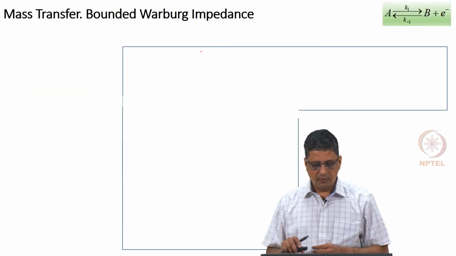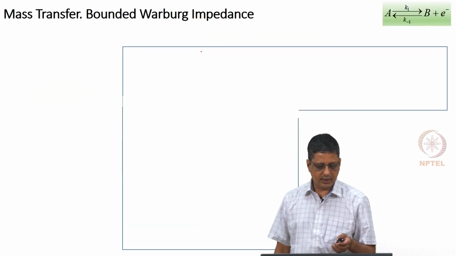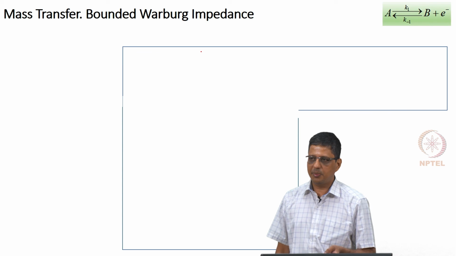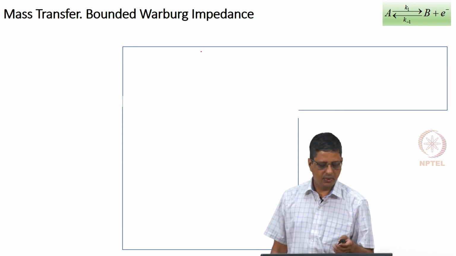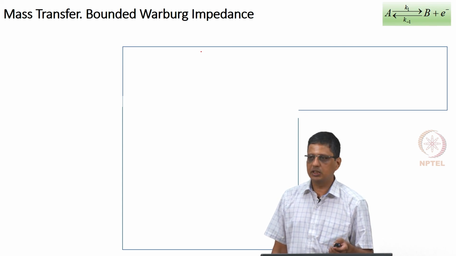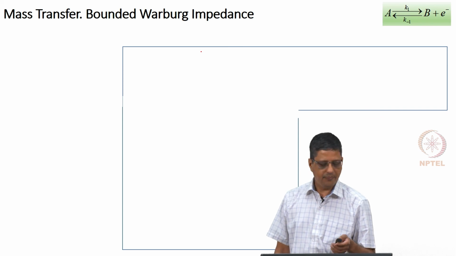Okay. We will stop here. What we will do next is to derive the expression for bounded Warburg impedance, and after that we will go to what is called CPE, constant phase element. Okay. We will stop here today.